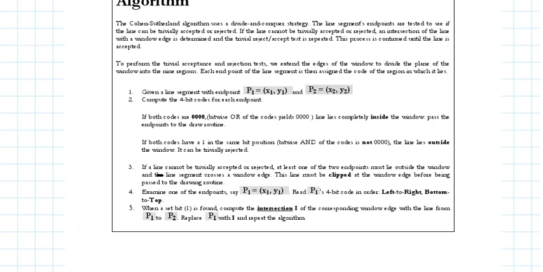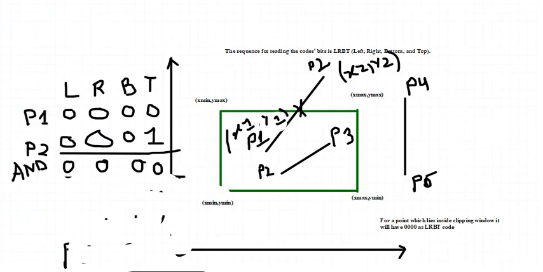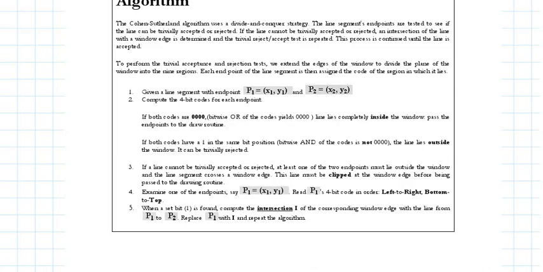The line segment crosses a window edge. So what you have to do is find that intersection point to clip the line. This line must be clipped at the window edge before being passed to the drawing routine. That means you have to find this intersection point, then reject this portion of the line and accept only this portion. So this was the idea behind the Cohen Sutherland line clipping algorithm.